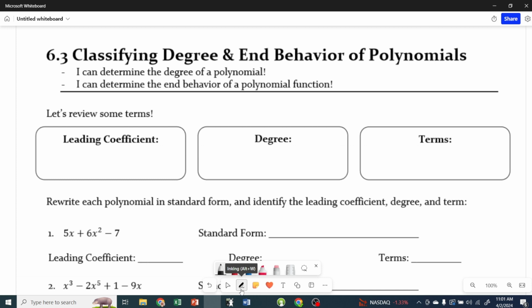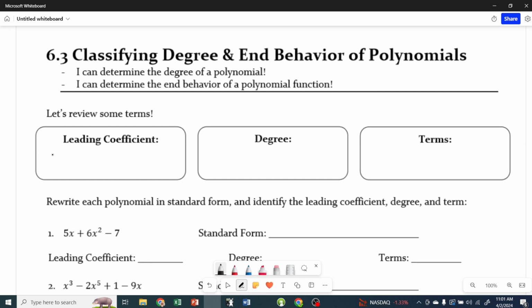Algebra 2, Unit 6, Section 3, Classifying Degree and End Behavior of Polynomials. At the end of this lesson, you should be able to determine the degree of a polynomial and determine the end behavior of a polynomial function. So the first thing we're going to do is review some terms.